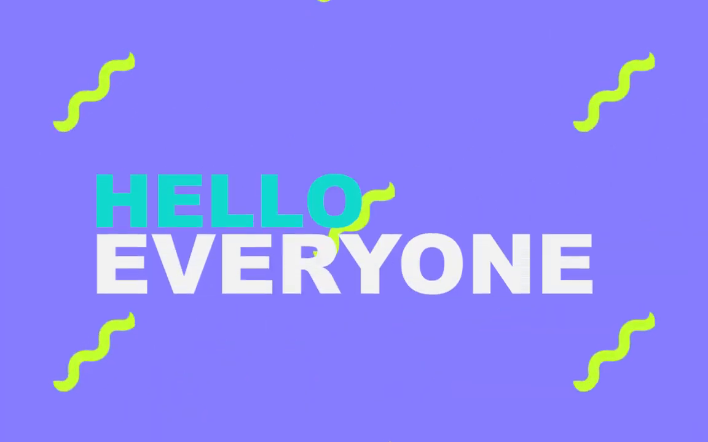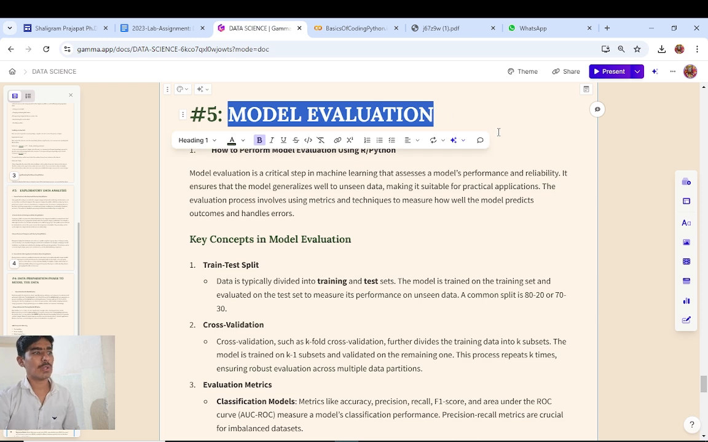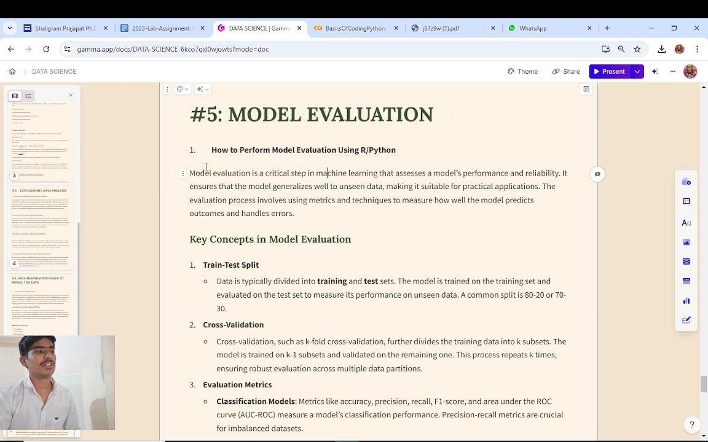Hello everyone, this is the fifth lecture of the data science series. In this lecture, the topic is model evaluation. In model evaluation, the first topic is how to perform model evaluation using R/Python.